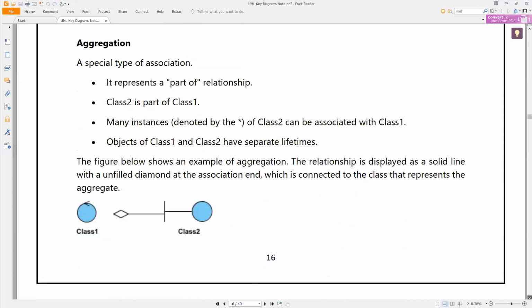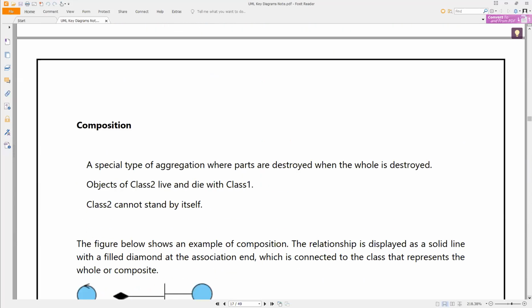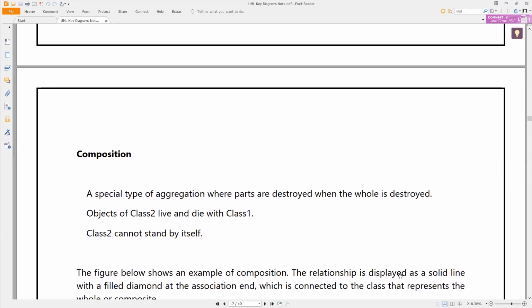So aggregation, as we said, has a keyword called the part-of relationship. If class 2 is a part of class 1, you can use aggregation. You can have many instances as well. We indicate it using an arrow with a diamond shape towards the whole class. And composition is a special type of aggregation where the parts will be destroyed when the whole is destroyed. So I was saying, for example, if you cut off the hand, the fingers will cease to exist. So that's an example of a composition.